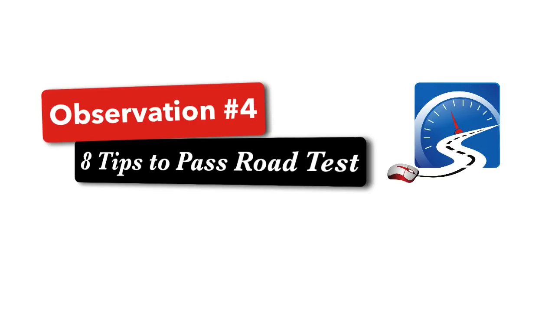Number 4, observation. You have to observe. When you're doing your slow speed maneuvers, when you're reversing the vehicle, you have to do a 360-degree scan. That means you look forward, you look to both sides of the vehicle, and you look out the back and check your mirrors, a 360-degree scan.